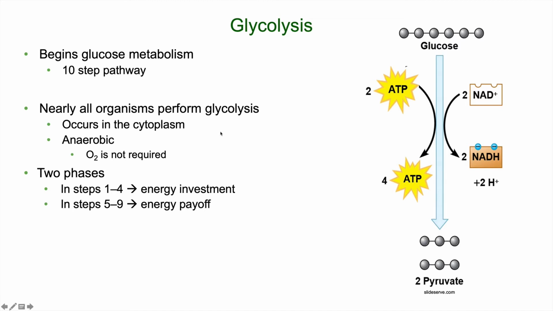Now, nearly every organism performs glycolysis. It occurs in the cytoplasm of all organisms, and it's anaerobic. It doesn't use any oxygen. But you don't get a lot of ATP. Doubling it may seem like a lot, but we're going to see that's not very much later on.